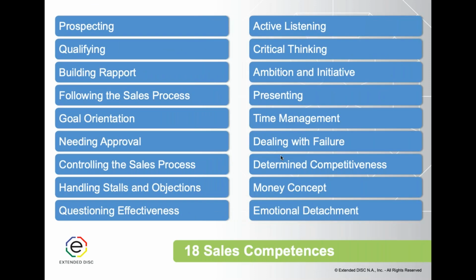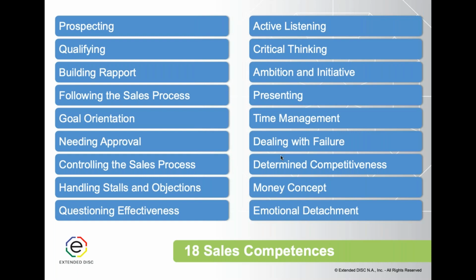Sure. Here are the 18 competencies, areas critical to sales success, things like prospecting, qualifying, and more. All of these 18 competencies are very clearly identified and defined in the report itself. We wanted to make sure that clients do not have to refer to a lot of other support materials to understand what the information really means.